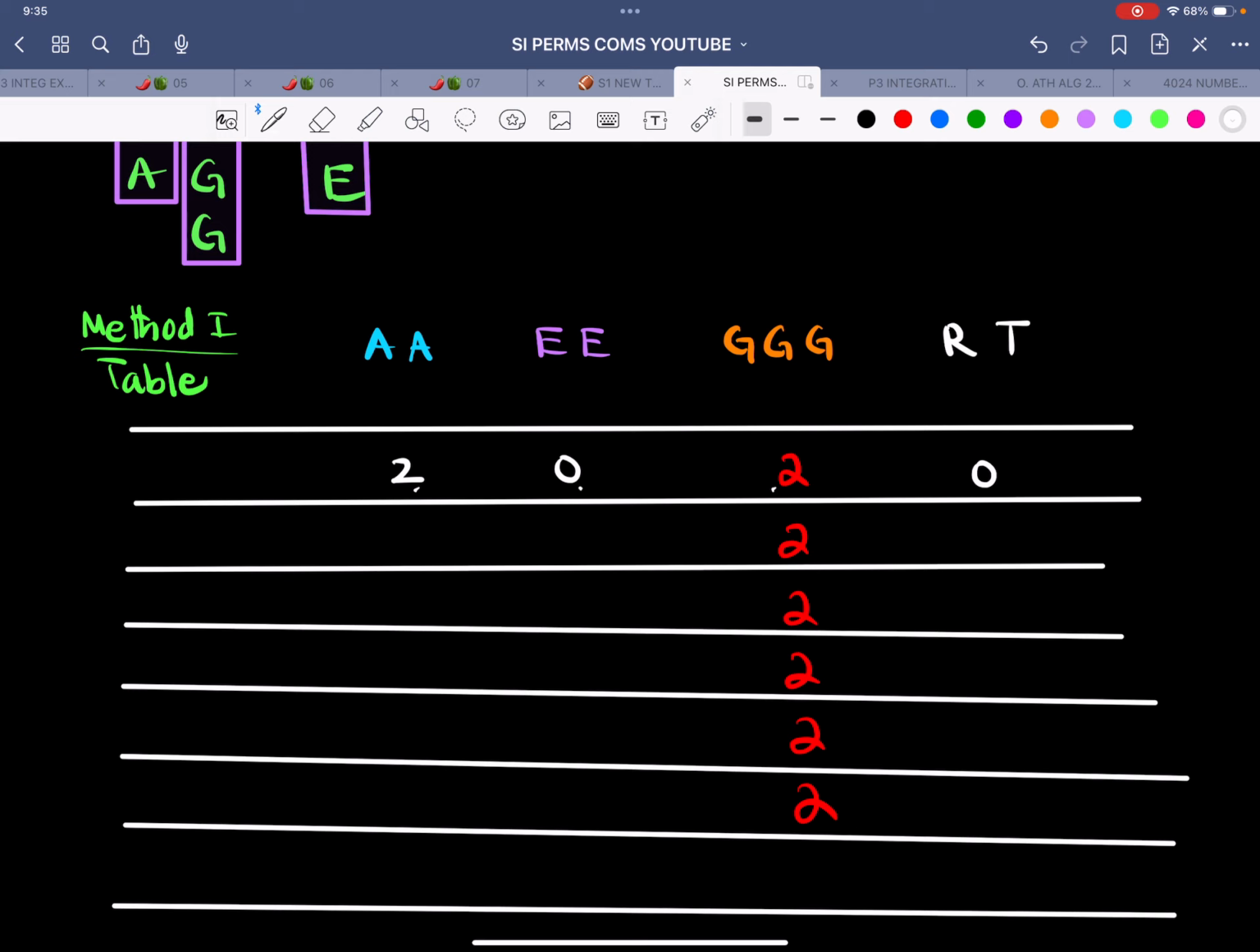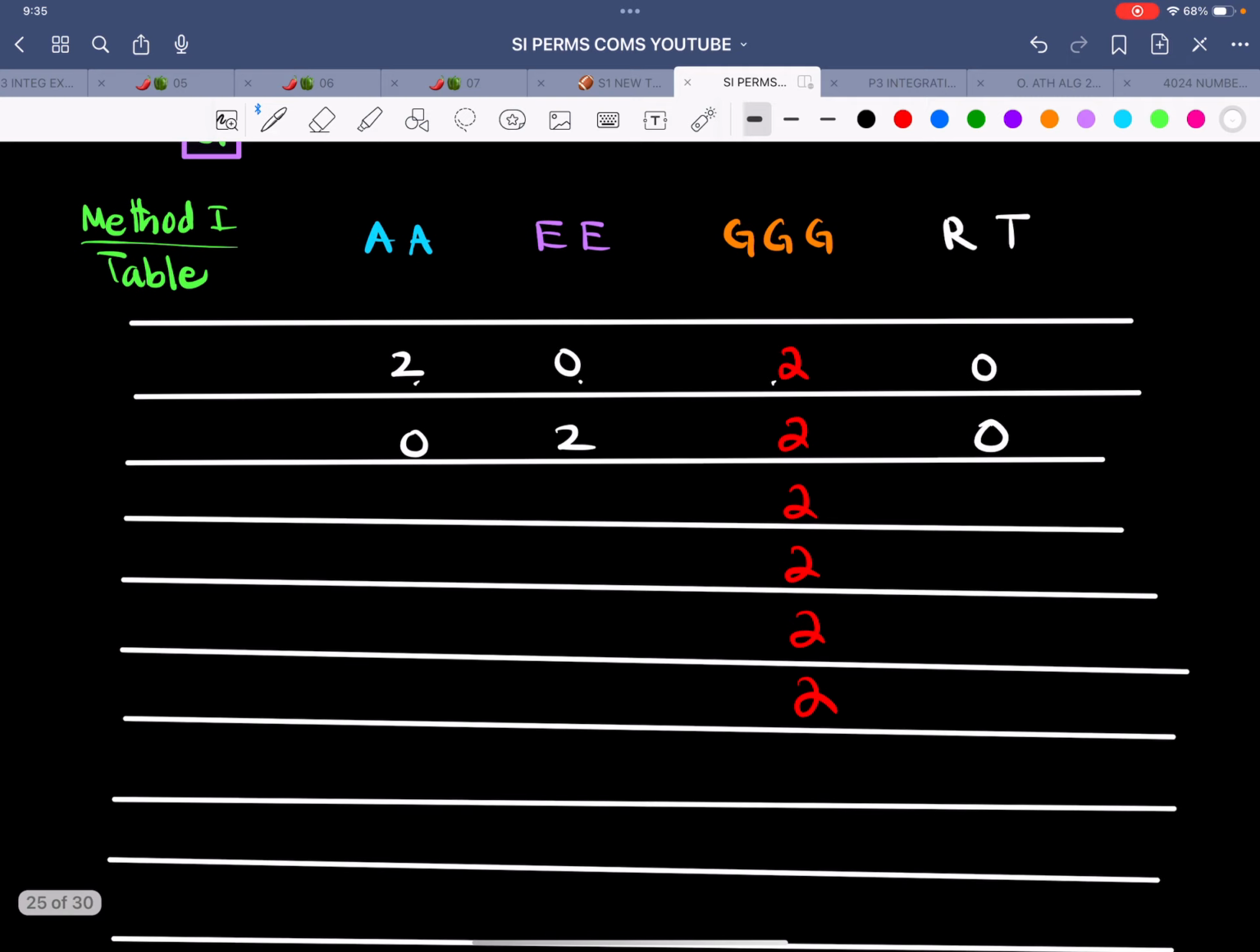Now let's reverse this. Let me write 0, let me write 2, still there is a 2 and there is a 0 from here. Do you get the idea? Now what about the possibility I'm choosing 1 from here, I'm choosing 0 from here, I'm choosing 1 from here. Similarly 0, 1, 1.